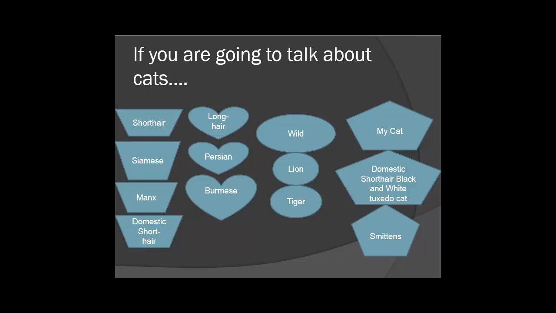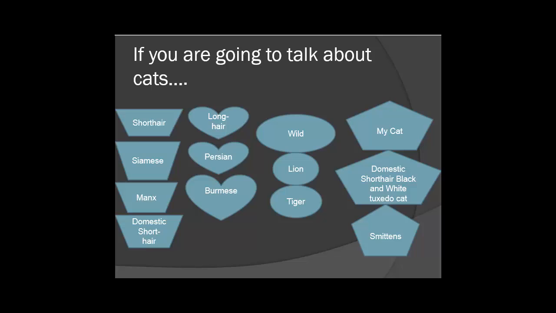When I'm completely done with short-hair, I'm going to move on to long-hair cats, such as Persians or Burmese. And I'm going to completely cut out the thing about my dad's job where he used to work and somebody had a cat. It doesn't fit well in this cluster.